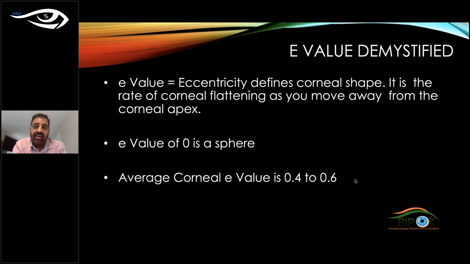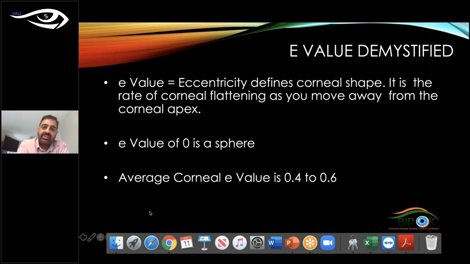Now, the E value, the eccentricity, which I said let's demystify. The eccentricity defines corneal shape. It is the rate of corneal flattening as you move away from the corneal apex. So if you look at the apex there, and the flattening that's taking place. If the E value was 0, it would be a sphere, so it would be just straightforward. Average corneal E value is 0.4 to 0.6.